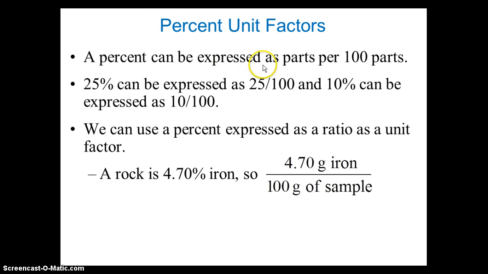A percent can be expressed as parts per 100 parts. 25% can be expressed as 25 divided by 100, and 10% can be expressed as 10 divided by 100. We can use a percent expressed as a ratio as a unit factor. For example, a rock is 4.70% iron. That means 4.70 grams of iron divided by 100 grams of sample. That's how you can interpret it.